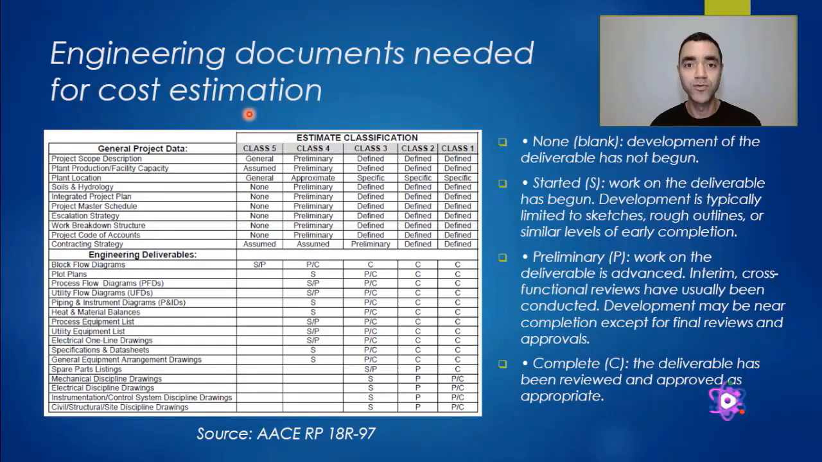So with this table here, it's possible to make a prediction, or to evaluate what class you can reach with your cost estimation. If you have only the block flow diagram, it's impossible to have a cost estimation as accurate as class 1, because you don't have the engineering deliverables available.